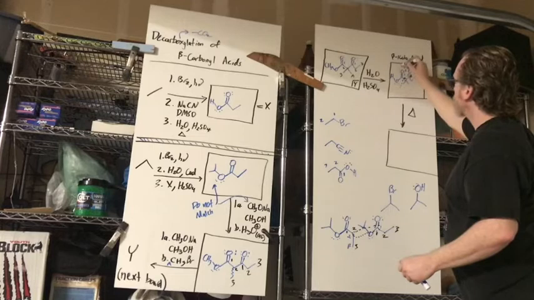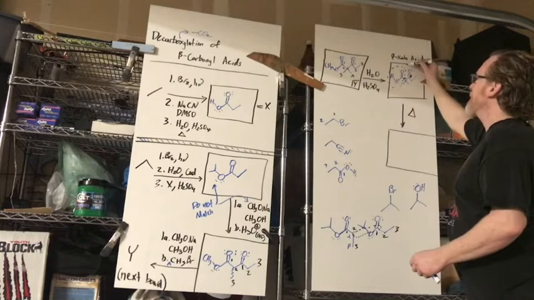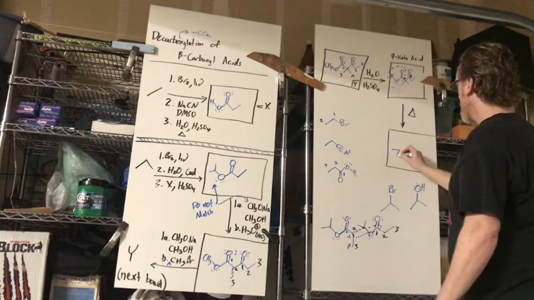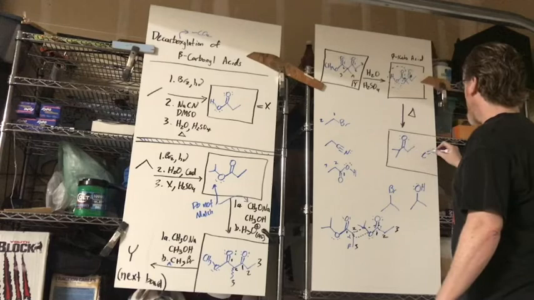Well, the hydrogen's gonna wind up initially on this oxygen in the enol, and then there's gonna be tautomerization. And so our final product will be a ketone, and CO2 gas just bubbles away.